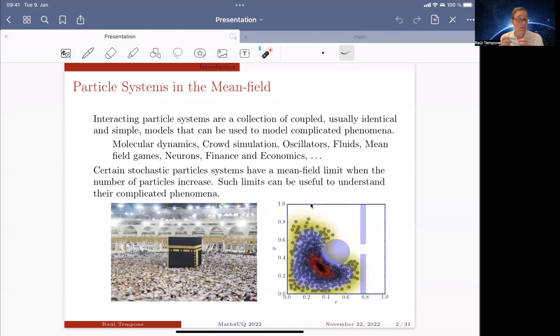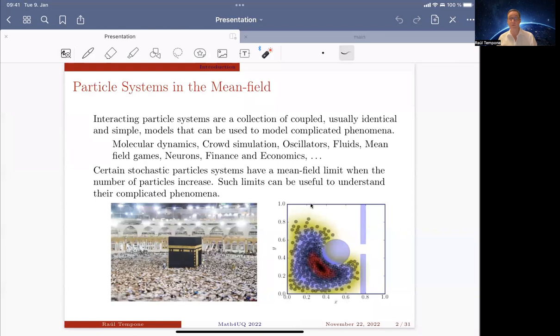Oscillators, that's related to the examples that we're going to describe later. Well, examples in fluid, mean field games, neurons in biological environments, and finance and economics as well. So these systems are extremely flexible to describe, like I said, complex phenomena.